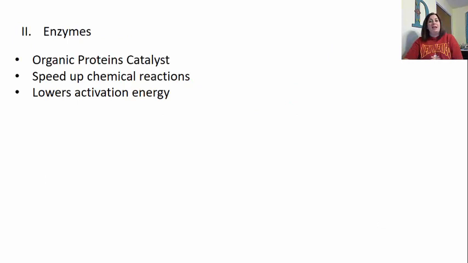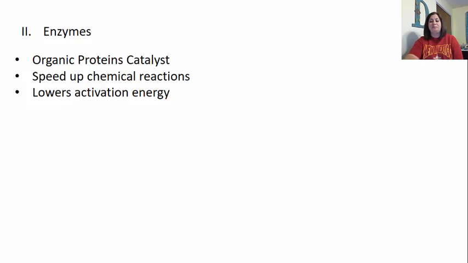So what is an enzyme? An enzyme is an organic protein catalyst. All right, so it's made out of a protein, and the whole idea here is being a catalyst, it means that it speeds up the reaction. It makes the reaction go faster. Now, this is going to be because it lowers the activation energy. It means that the enzyme makes it where there's less energy that has to be put in order to drive the reaction.